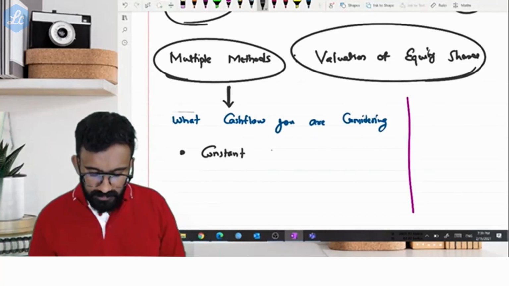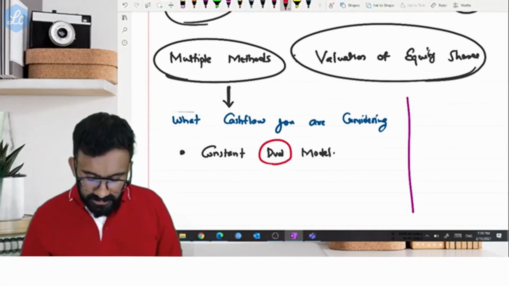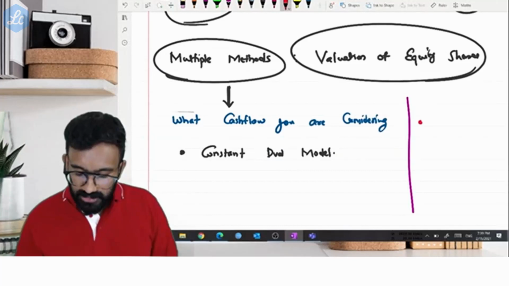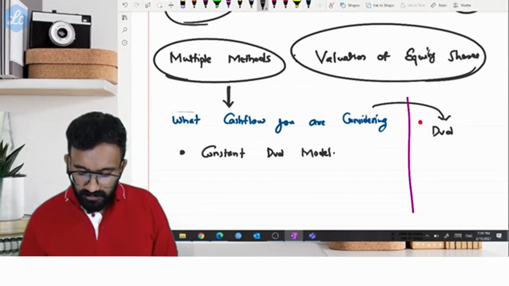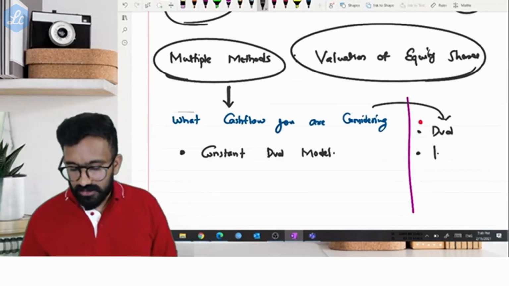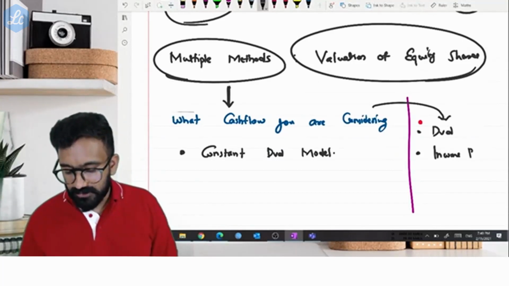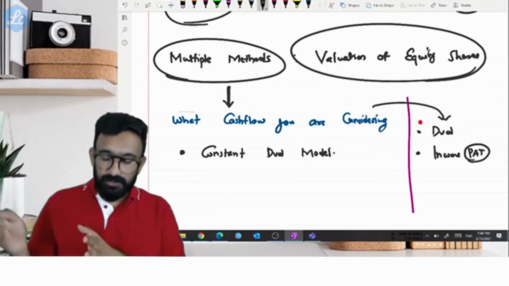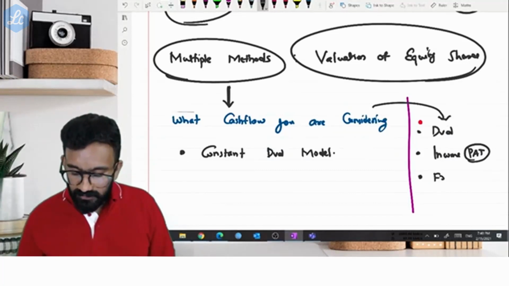Say you have models like the constant dividend model. When you're considering dividend as the cash flow, we call this the constant dividend model. I can either consider dividend as the cash flow, or there are cases where we consider EBIT, or we can say income or profit as the cash flow, or you have something called the free cash flow model.